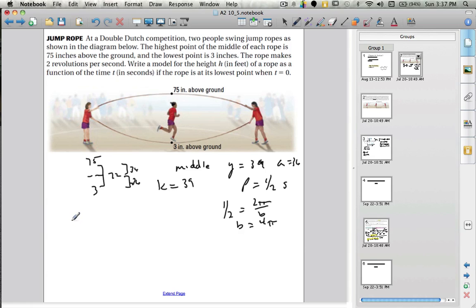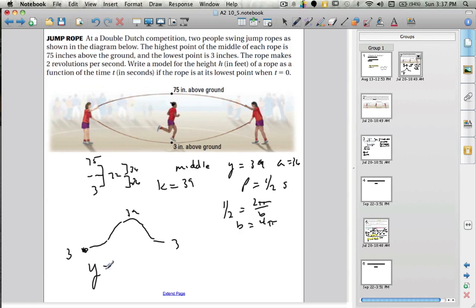So the question is, do we start at the bottom or do we start at the top? Well, if I'm doing jump rope, it's going to start at the bottom, right? There's no real way to start the jump rope in the middle. So if it starts at the bottom, that's going to be a cosine function that is reflected. We're going to go from 3 to 39 and then back down to 3. So this is a reflected cosine function the way I see this.